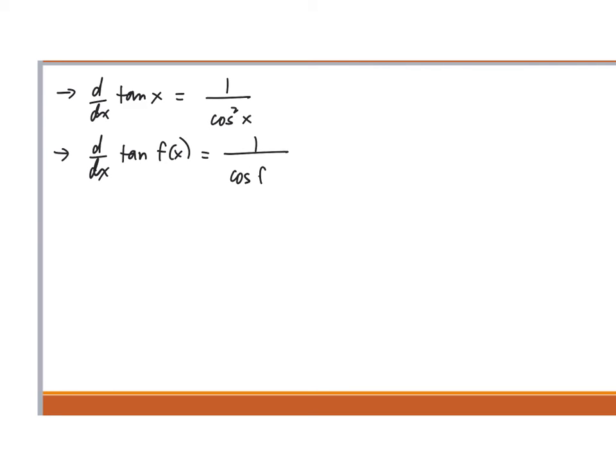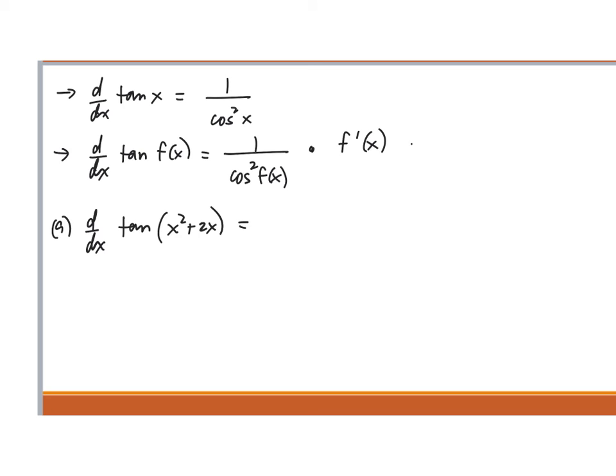Next one is tangent. So the derivative of tangent x is 1 over cosine squared x. So the derivative of tangent f of x will be 1 over cosine squared f of x times f prime of x. So let's take an example. Let's take the derivative of tangent x squared plus 2x.